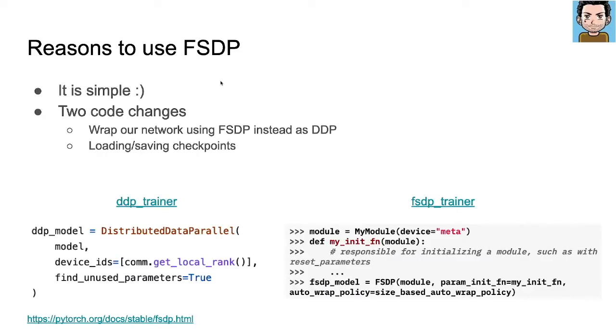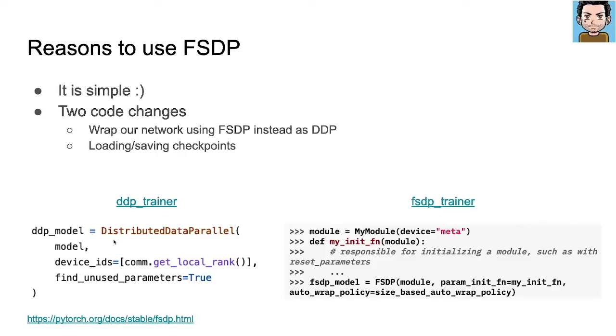Another reason to use FSDP is that the PyTorch framework has made it easy to switch from DDP to FSDP. There are two code changes required to make that switch. First, you need to wrap your network using FSDP instead of DDP. Also, please keep an eye on how you load and save your checkpoint.